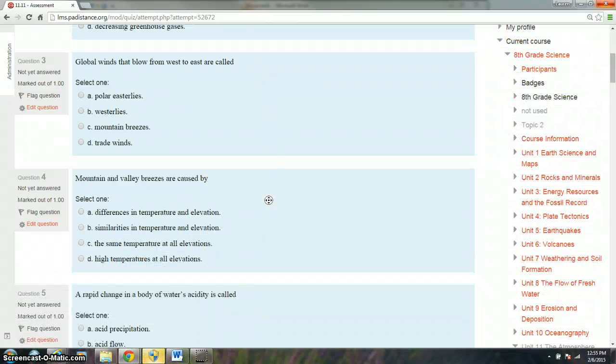Question 3. Global winds that blow from west to east are called A. Polar easterlies, B. Westerlies, C. Mountain breezes, D. Trade winds.